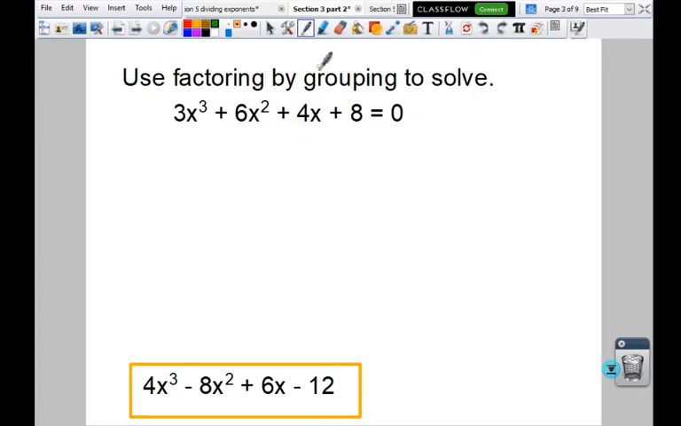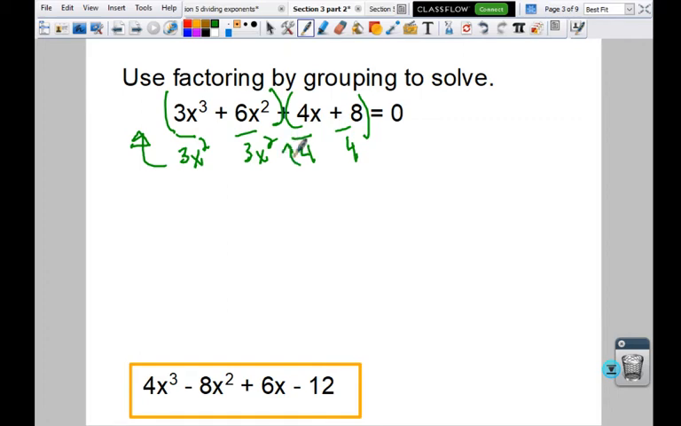Alright, so we're going to factor by grouping on this next problem here. I have 4 terms, so I know it's a factor by grouping problem. I'm going to put parentheses around the first 2, parentheses around the second 2, and I'm going to take out my greatest common factor. So what's the biggest thing I can take out of 3x cubed and 6x squared? 3x squared. So I'm taking out a 3x squared from both of them. And my biggest thing on this one is 4.